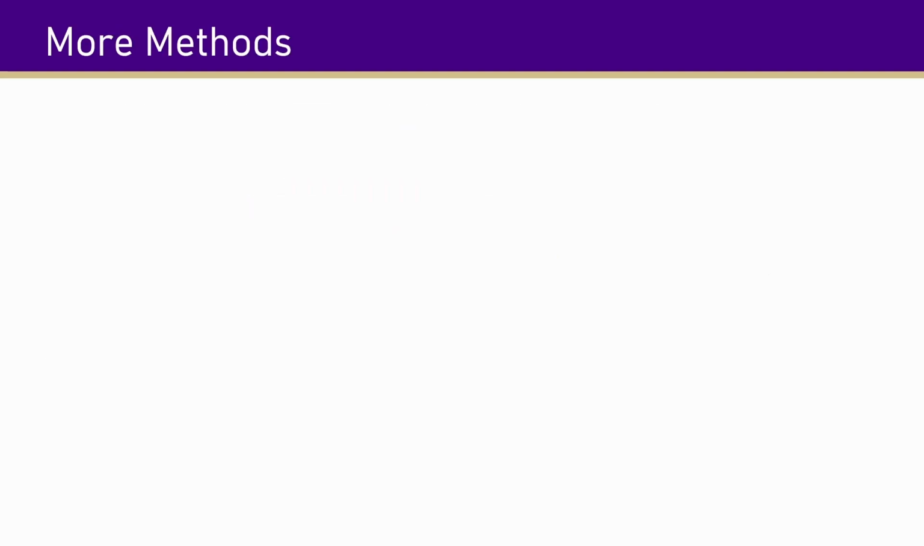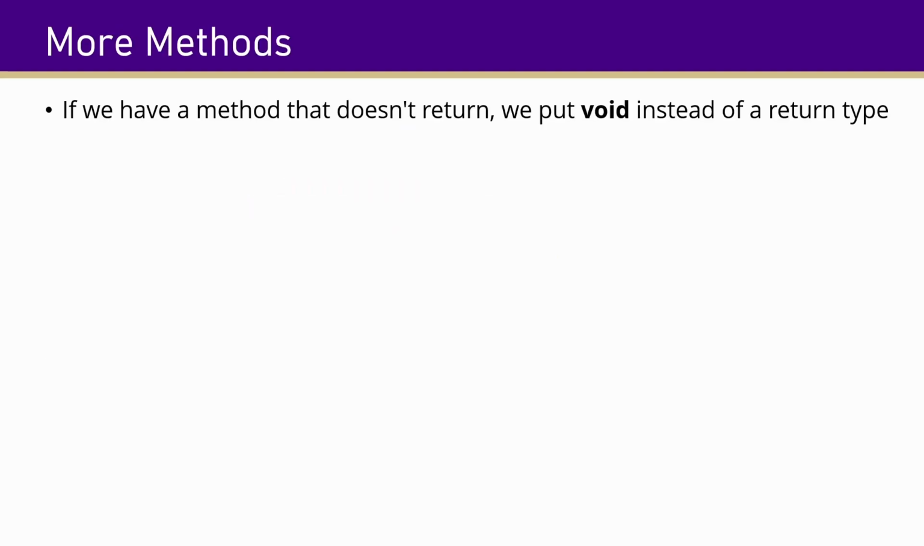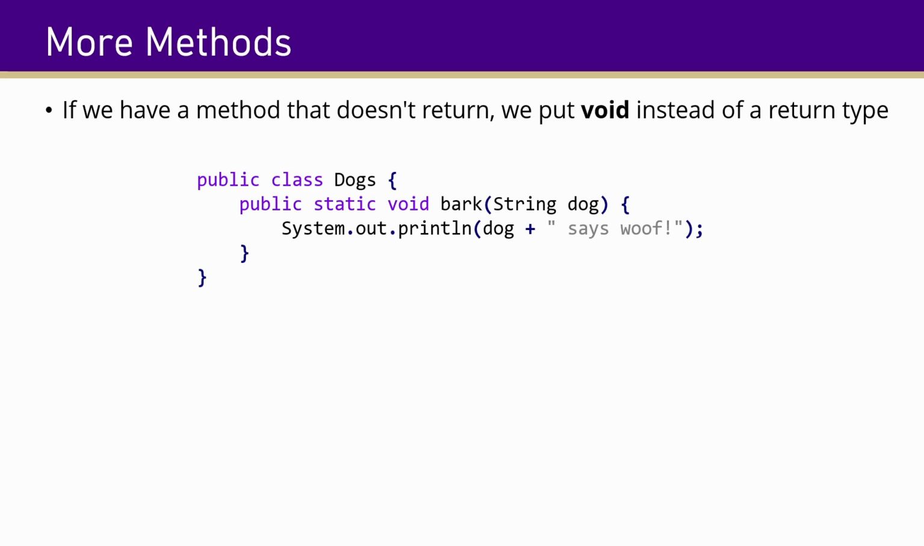So let's say you have a method that doesn't return a value. In that case, you've got to use the void keyword. So for example, here, if I had a bark method that only prints, doesn't return anything, I've got to put void instead of the return type. And this tells Java that this method isn't going to return anything. In fact, if you tried to return something, that would result in an error.